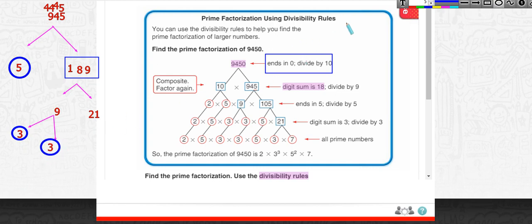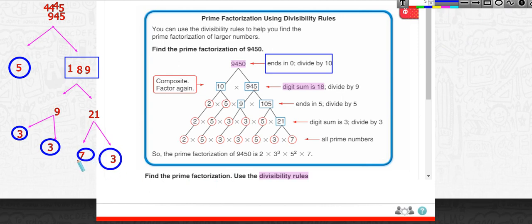Now we have 21. Can I? 7 multiplied by 3. Teacher, can I show you mine? Okay, just give me a second to end this tree, and then I will see yours. Now we have 7 multiplied by 3, and both are prime numbers, so we end the branches.